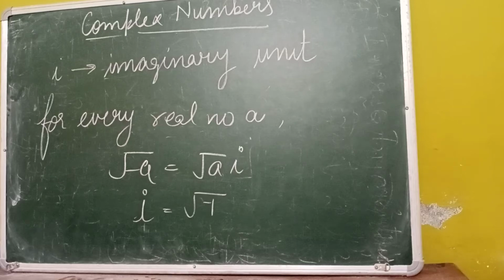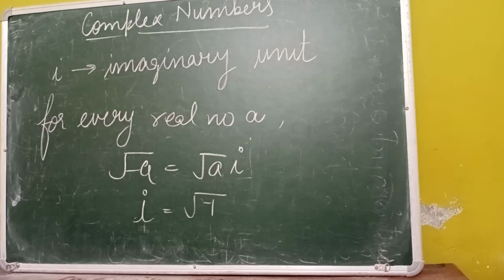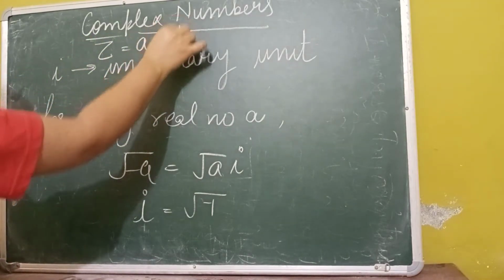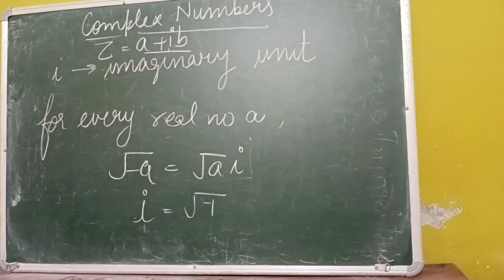Good morning everyone. Today we are going to start our new chapter and the chapter's name is complex number. When we talk about a complex number, it is represented by Z and it is in the form of a plus ib, where a is a real number, and i represents the imaginary unit. We can say imaginary number or imaginary unit.